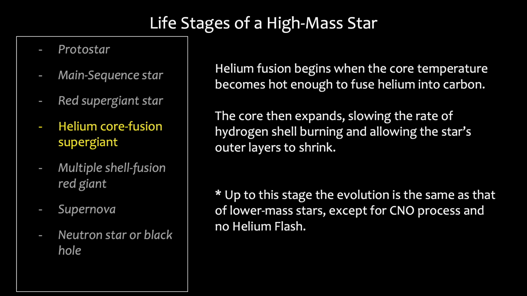The core then expands, slowing the rate of hydrogen shell burning and allowing the star's outer layers to shrink. So up to this point, the evolution is similar to that of the lower mass stars, except for the CNO process being a different nuclear channel. And there is no helium flash because there is no helium core in a degenerate state to start with.